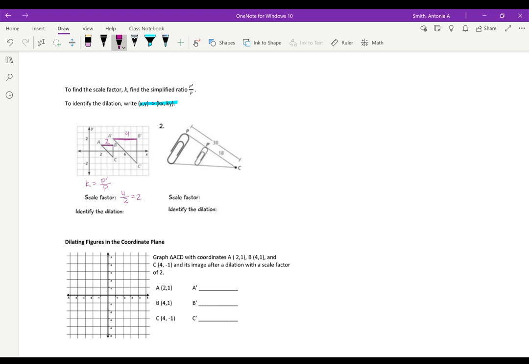So our scale factor is 2, which means this dilation is taking all of your points, which are x comma y's, and turning them into the points 2x, 2y. So all we are doing is taking everything about this image and multiplying it by 2. Okay, we are enlarging this image by 2. Okay. So now let's look at example 2 with the paper clips.